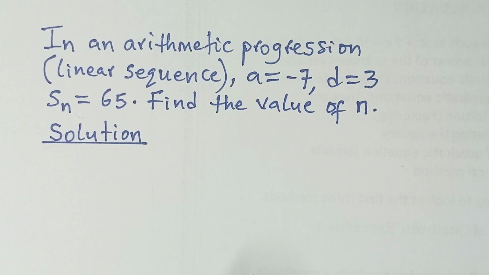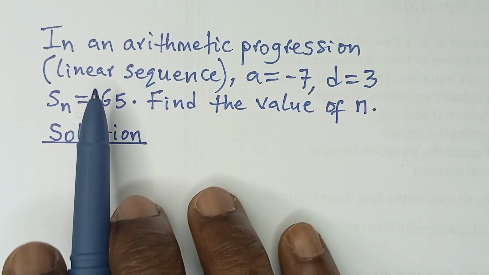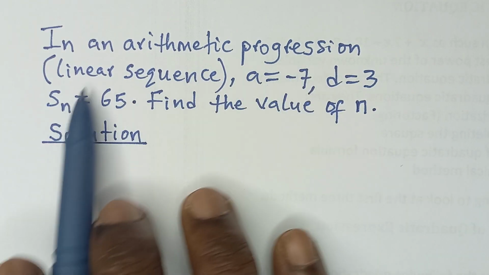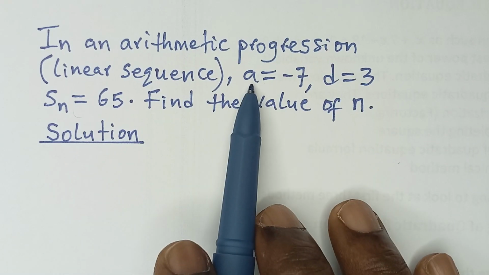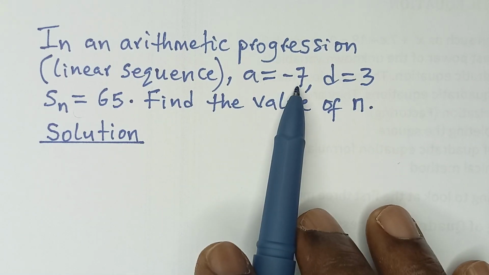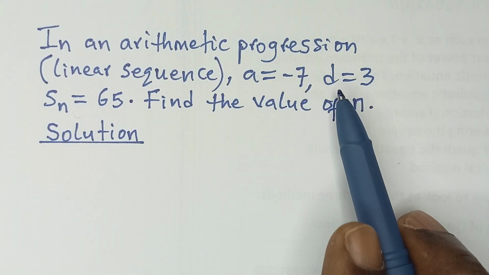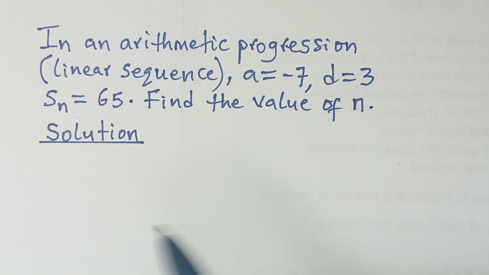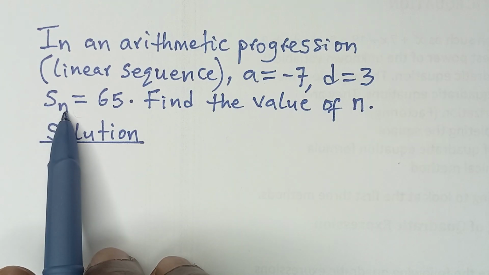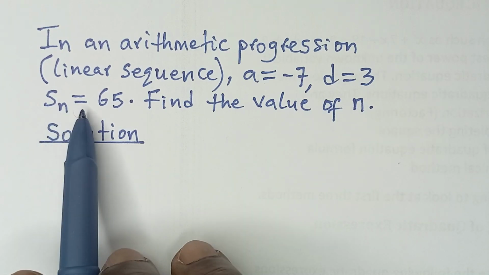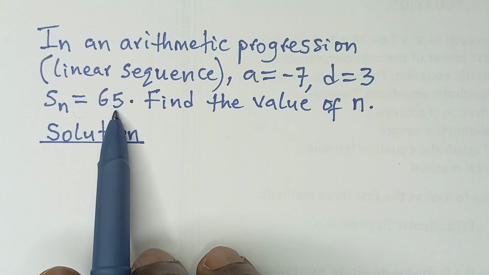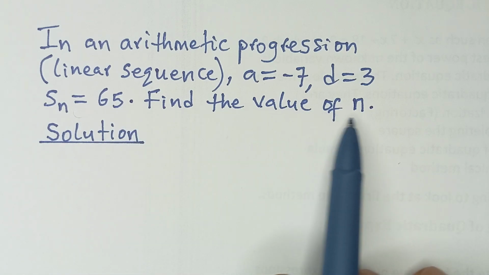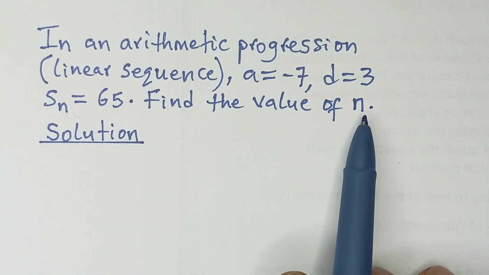Here we'll be looking at a problem on linear sequence, or you can call it arithmetic progression. The question says that in an arithmetic progression, which is also called a linear sequence, A, which is the first term, is -7, D, which is the common difference, is 3, and S subscript n, which is the sum of n terms, is equal to 65. Find the value of n.